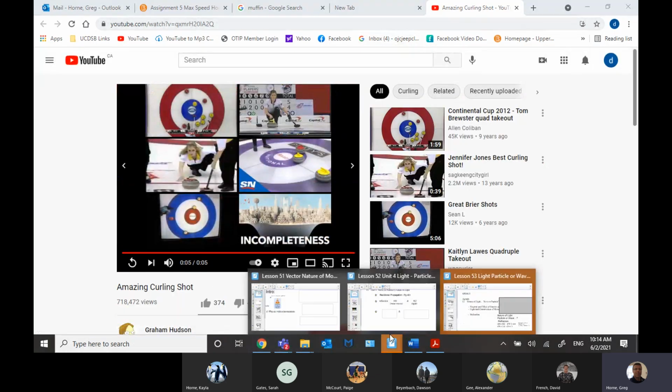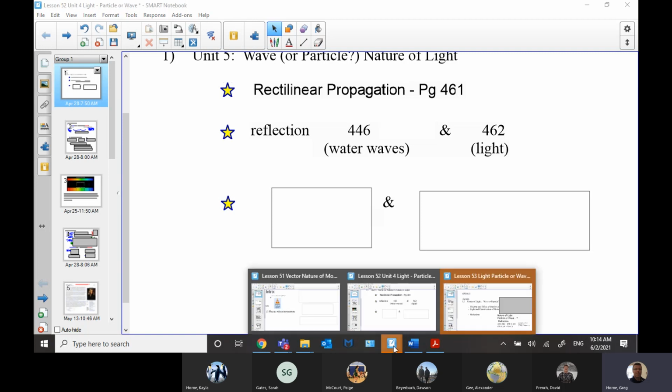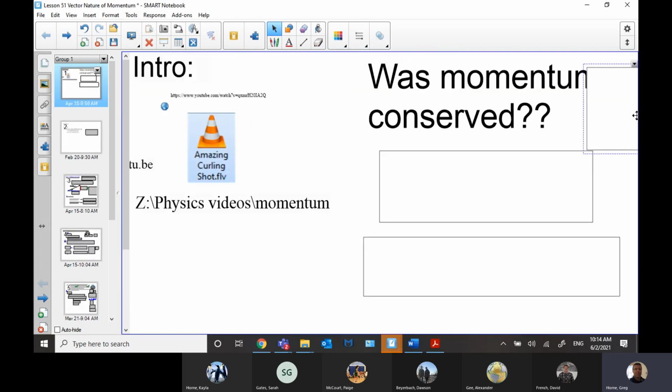Question is, was momentum conserved? What do you think? In that crazy shot, pretty complex stuff, right? One stone comes in, hits here, hits there, lots of interactions. Was momentum conserved? Do you think momentum's conserved or not? But it always is, isn't it? You betcha. That's a trick question.